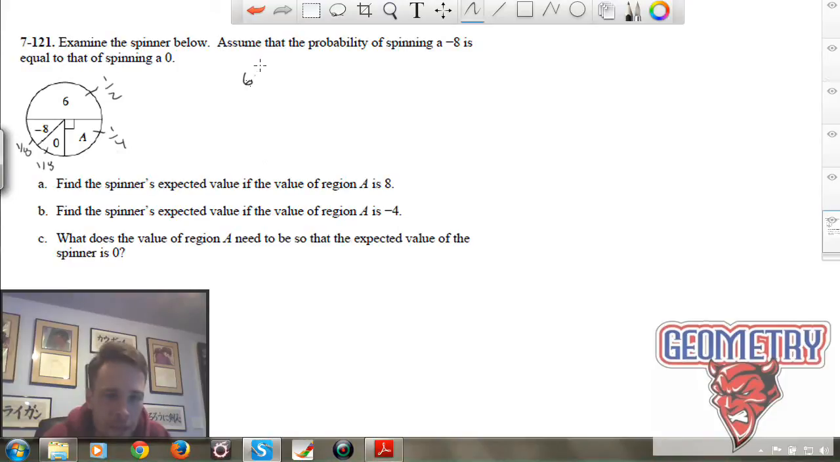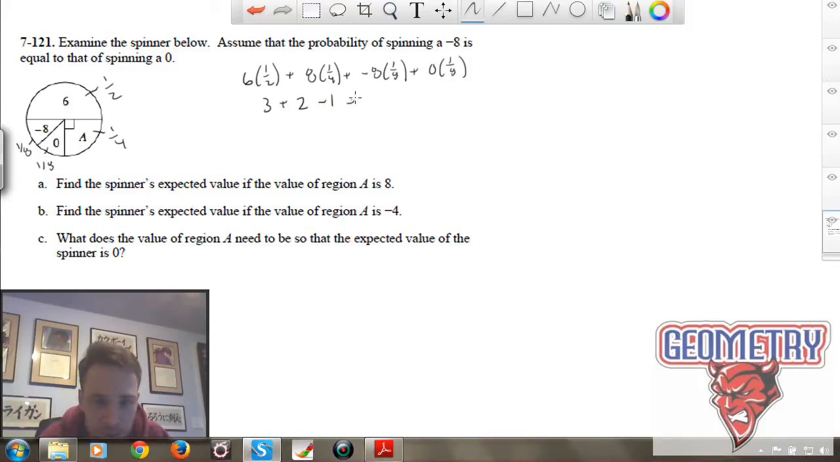So that means we have 6 times the probability of 1/2, plus 8 times the probability of 1/4, plus -8 times the probability of 1/8, plus 0 times the probability of 1/8. So 6 times 1/2 is 3, 8 times 1/4 is 2, -8 times 1/8 is -1, and 0 times anything is 0. So 3 plus 2 is 5, minus 1 is 4. So the answer to part A, the spinner's expected value with the value of region A of 8, is 4.